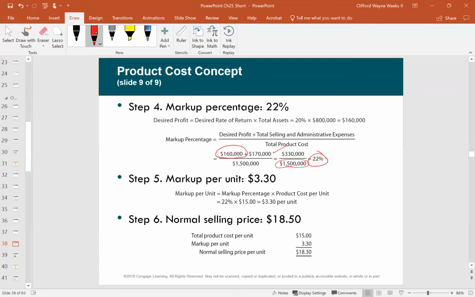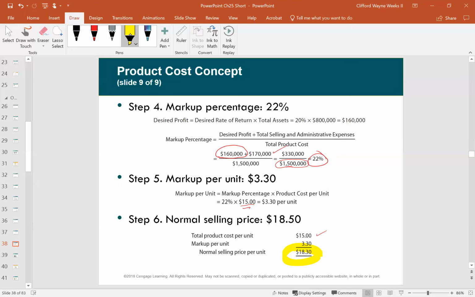And so we're going to take our cost per unit times the 22%, and that comes up with $3.30. We add that back to our cost, and so our selling price is going to be $18.30 per unit.